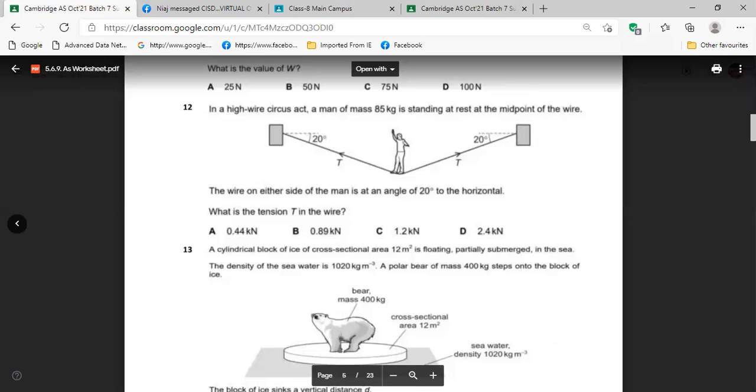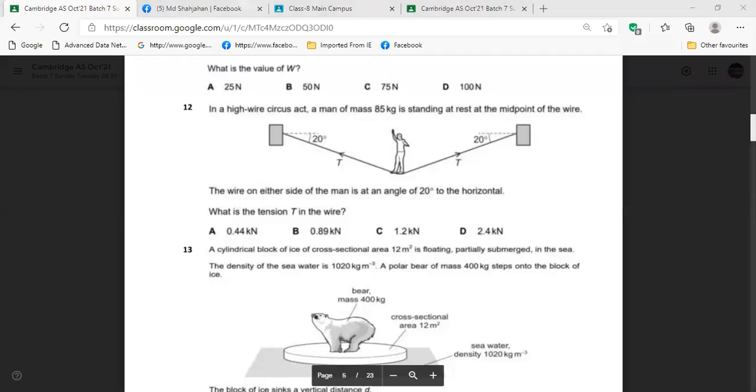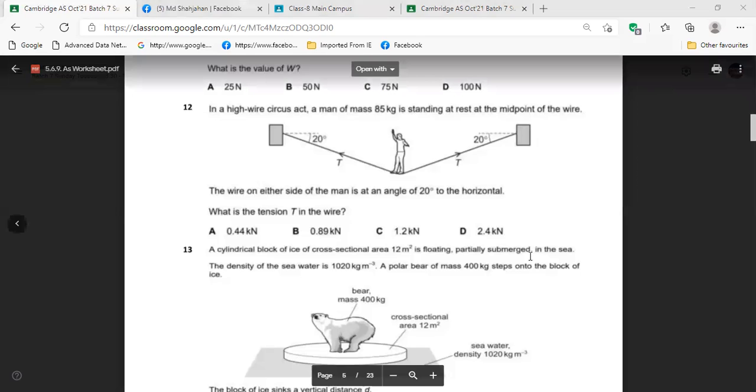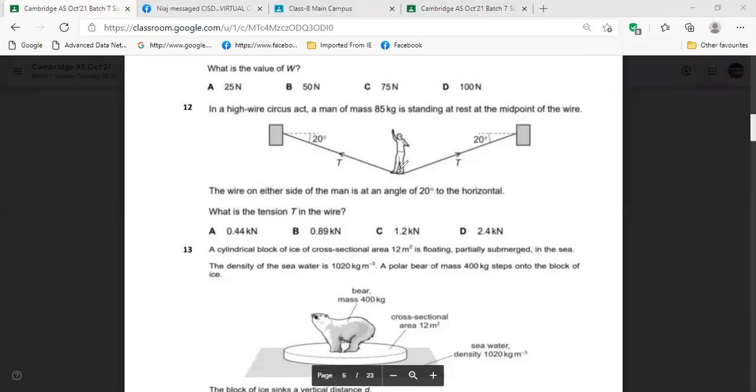Weight is 850. No, no. You are not in O level now. You multiply with 9.81. So his weight is 833.85. We can say 834 Newton, okay?